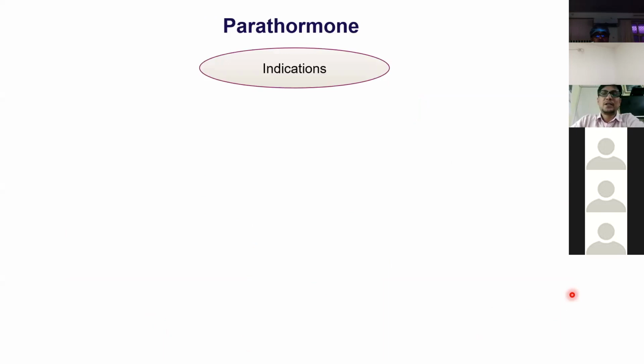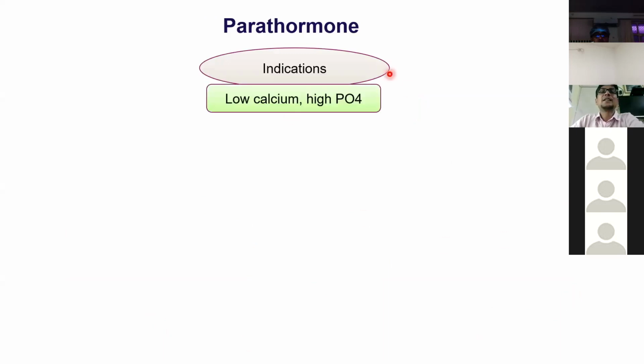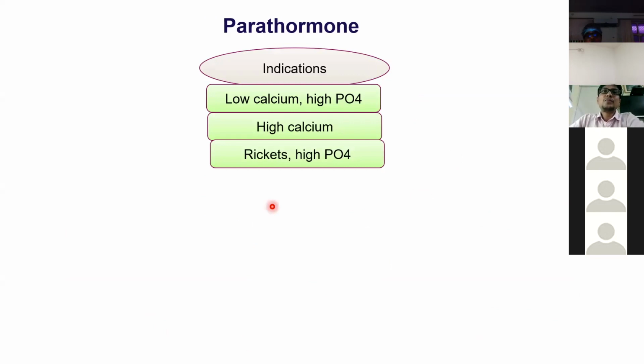Parathyroid hormone, we often do intact parathyroid hormone, and the indications are wherever there is low calcium along with high phosphate, or there is high calcium to rule out hyperparathyroidism, or in the setting of rickets with high phosphate or low phosphate.